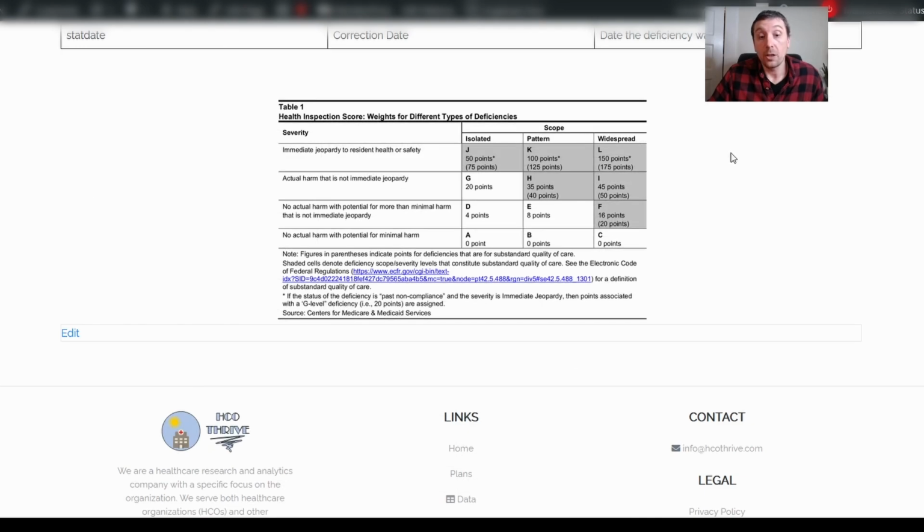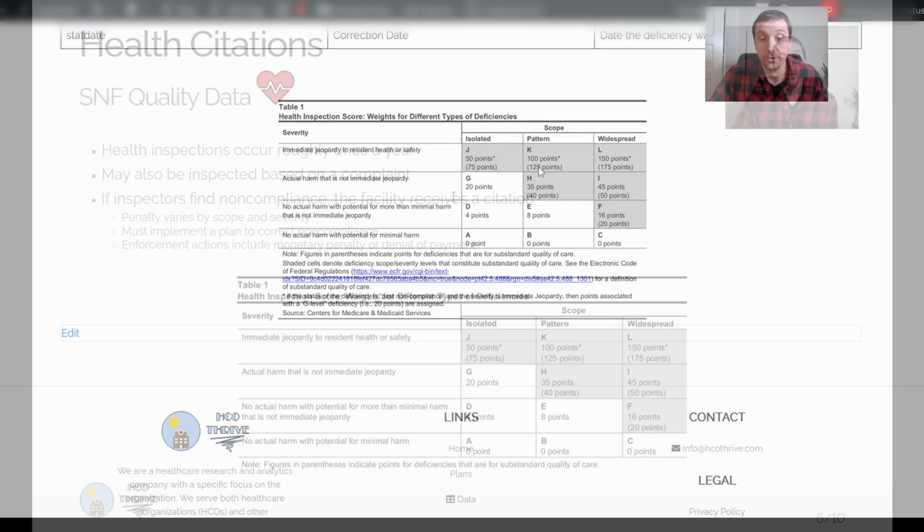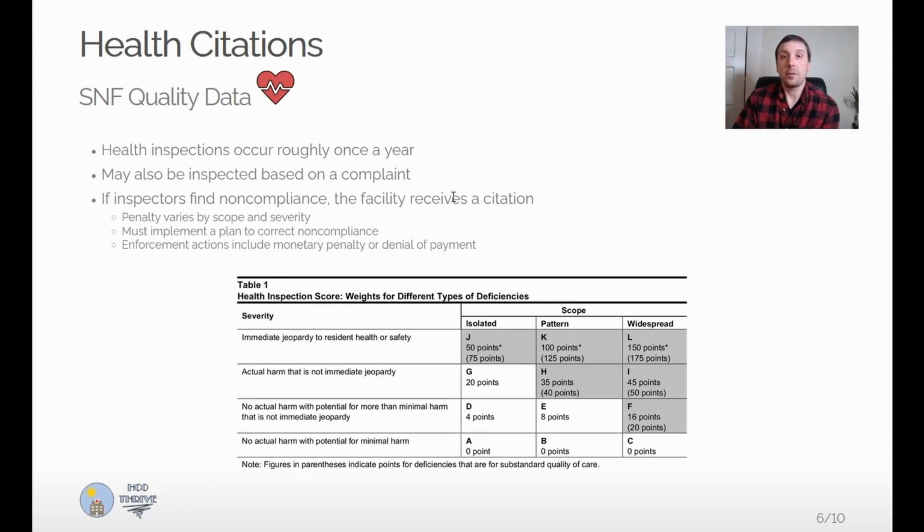Down here, you can see the scope definitions. It does say health inspection score, but the scope is going to be the same, whereas the tags are going to be different between health and fire citations. Health inspections occur roughly once a year, or every 14 months maximum usually. Another reason an inspection may occur is based on a complaint. Recently, CMS has decided to prioritize complaints over routine inspections, so that's something to be aware of.